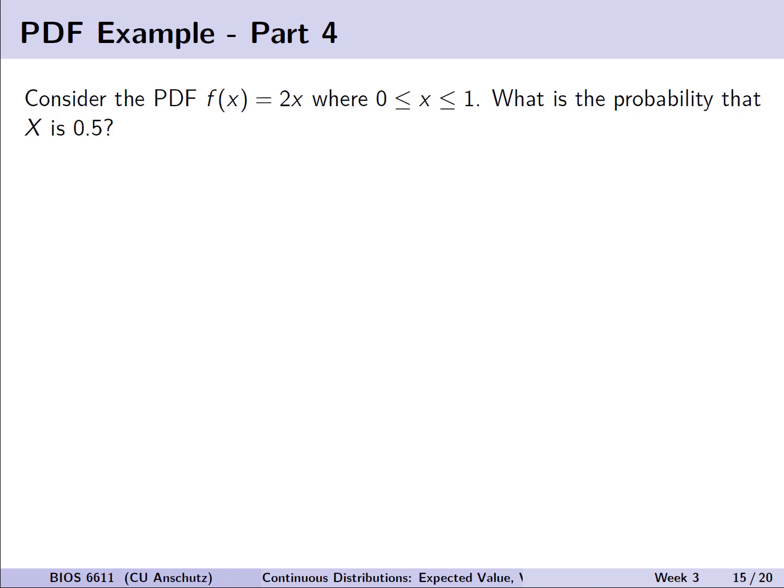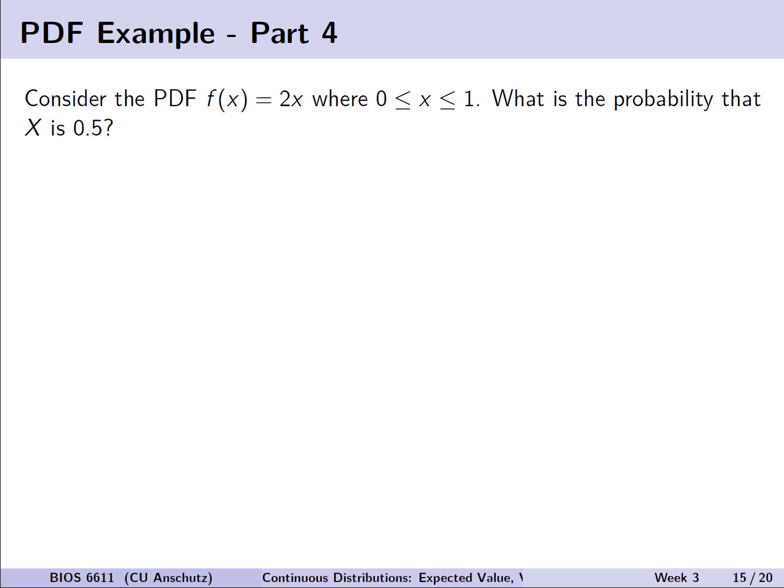Okay, part 4. Consider the PDF again, f of x equals 2x, x is between 0 and 1. What is the probability that x is exactly 0.5? Remember from earlier, we noted that it should just be equal to 0. We had our toy example where we imagined if we kept slicing our uniform graph into smaller and smaller slivers, eventually we could have infinite slivers, so 1 over infinity.